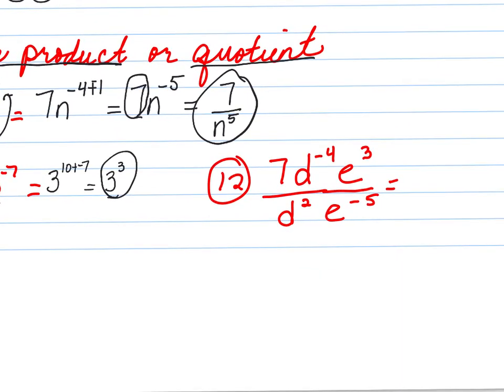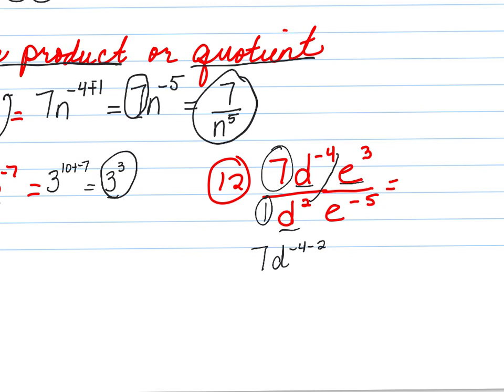All right, last problem. Number 12, if you look in the denominator, that has a 1 there. So the coefficients are good, right? So we're going to leave it 7. These D's are the same base. So I'm going to write, the rule says to bring it up here and subtract. I'm going to write D to the negative 4th minus 2.